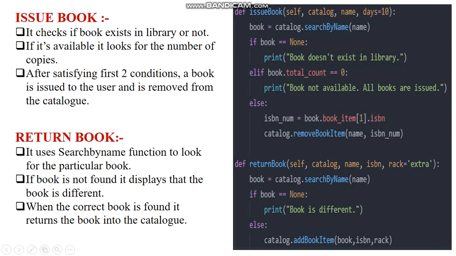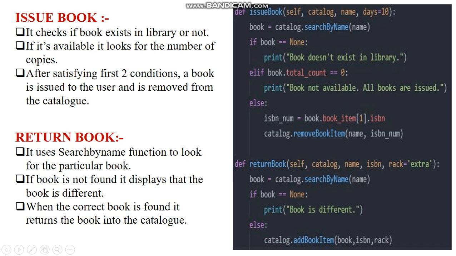So here we see the code for the issue book function. Here we have used three different arguments: the catalog, name, and days. For days, we have used a keyword argument, and we set the default to 10 days. So it looks for the search by name function in the catalog using catalog.search name and the name of the book. If it finds that the book is not available, it prints that the book doesn't even exist in the library. If the total count becomes 0, it prints that the book is not available and all books have been issued. If it satisfies these two conditions, it goes to the next block and says that the book is available, then issues the book to the user and removes that book item from the catalog as well.